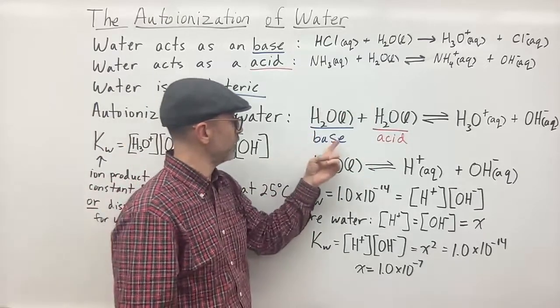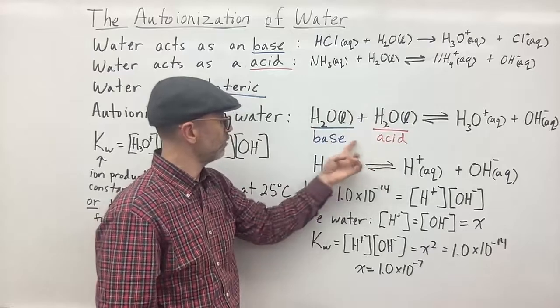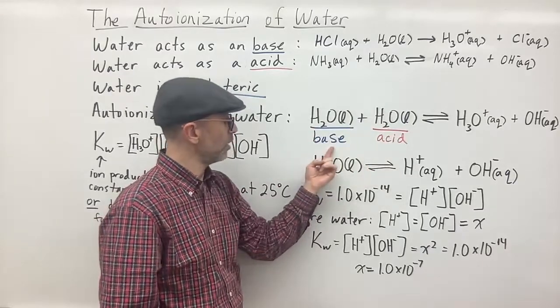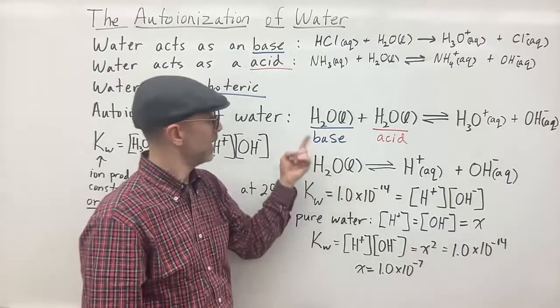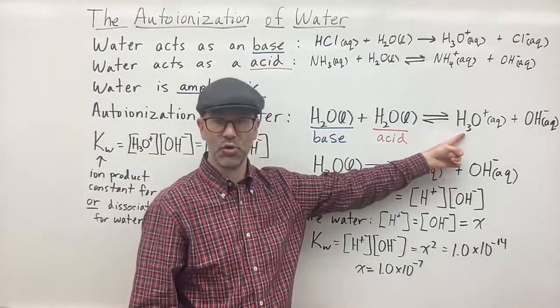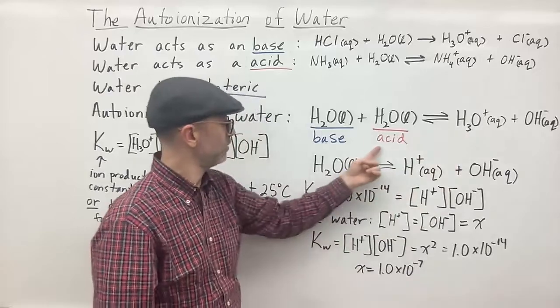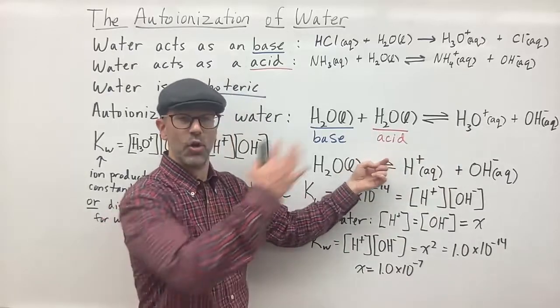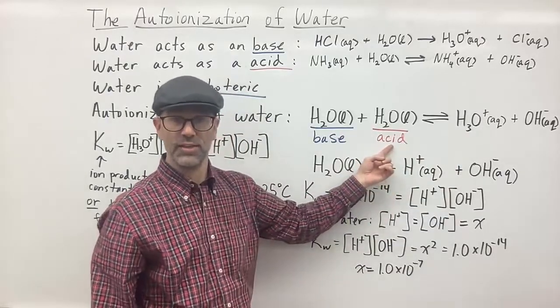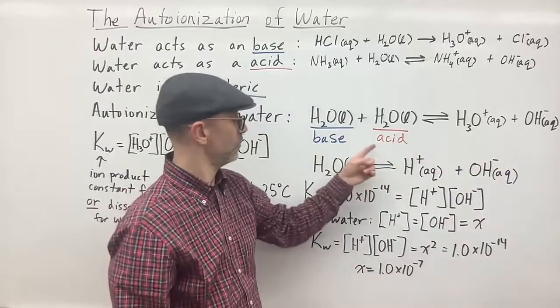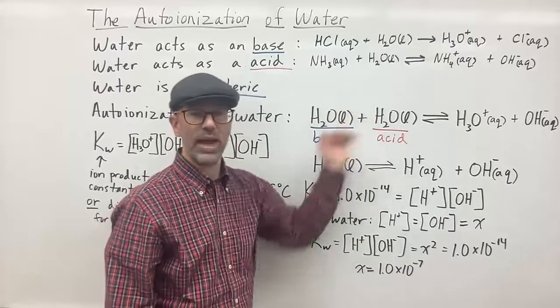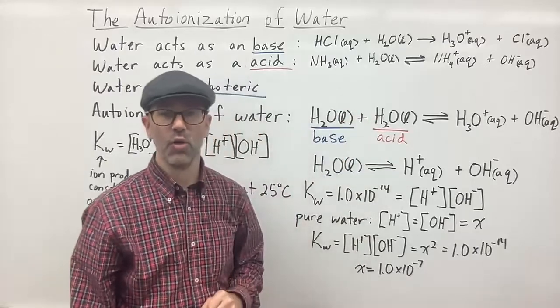So here you have the autoionization of water, where one water molecule is going to act as the base, where it's going to pick up the hydrogen and form the hydronium ion. And then you have the other water molecule that's going to donate the H plus, and so that's going to give rise to the hydroxide ion. And so this is acting as the acid. So we have this autoionization of water.